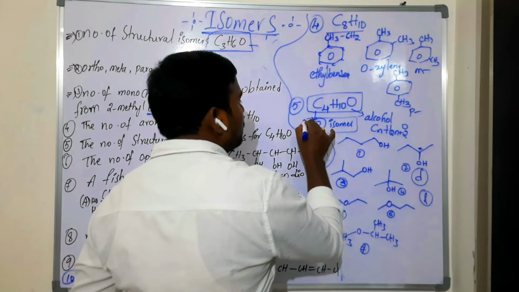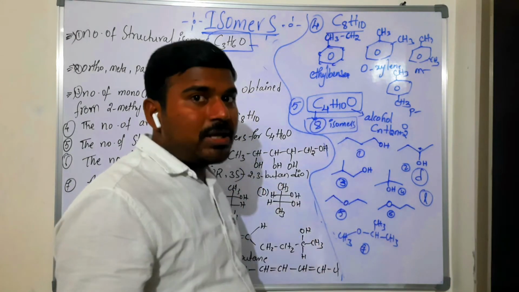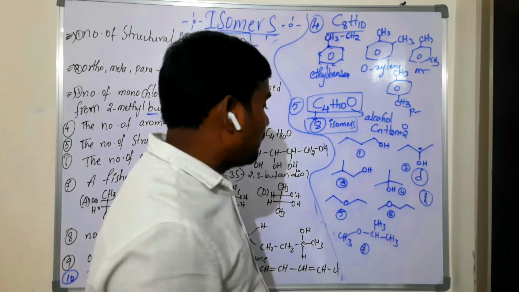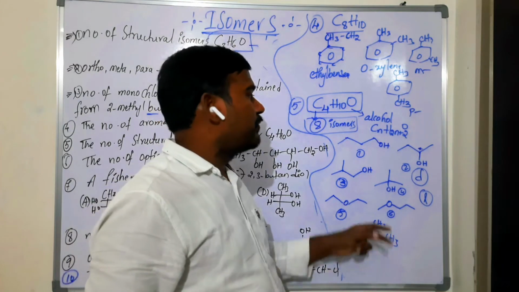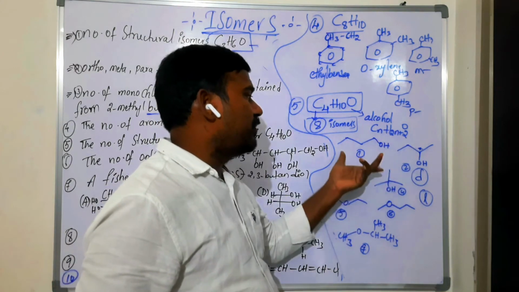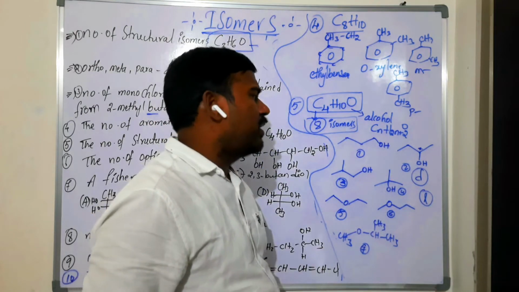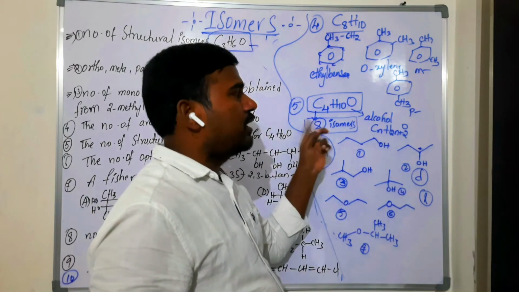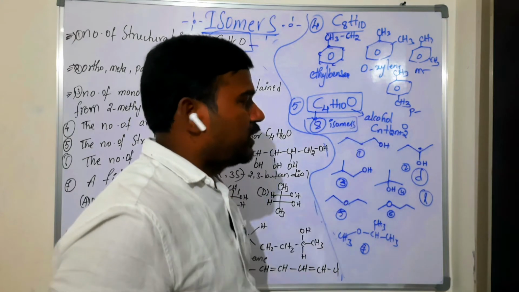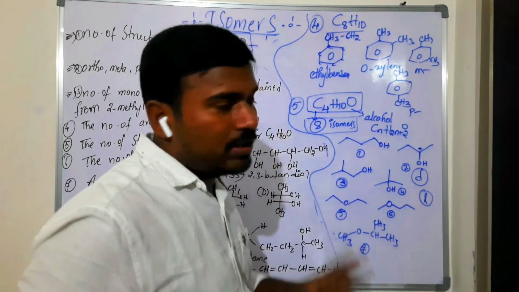Out of 8 isomers, 7 are structural isomers and 2 are stereoisomers, D and L. One of the D or L comes under structural also. For that reason, the total will be 8 isomers.